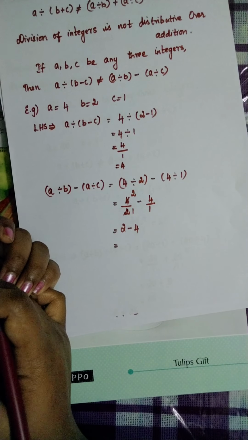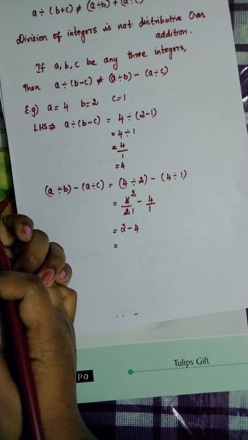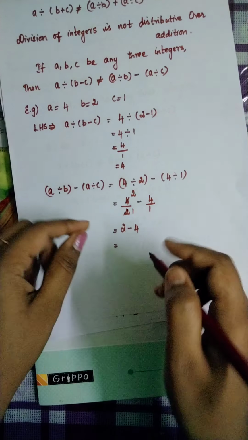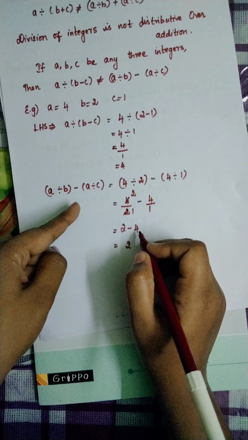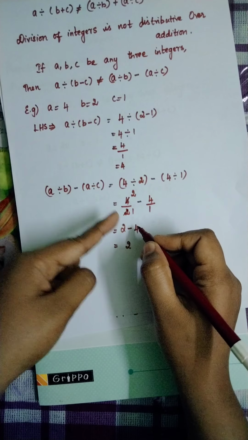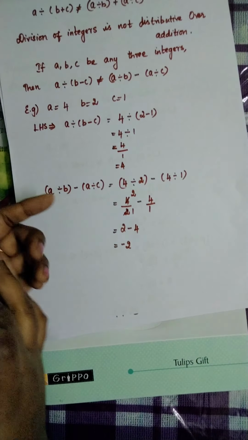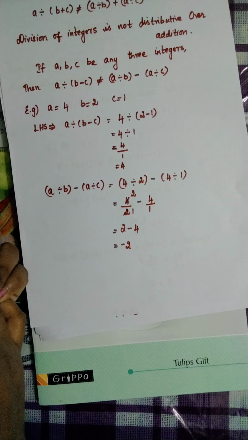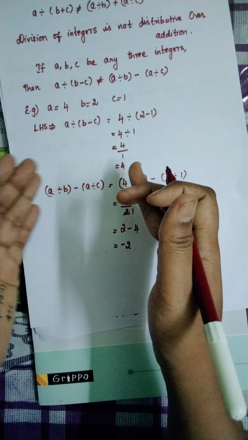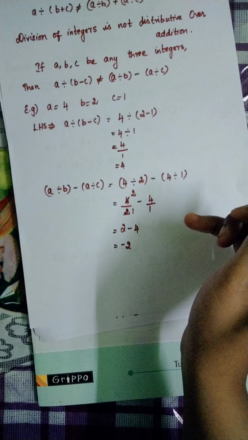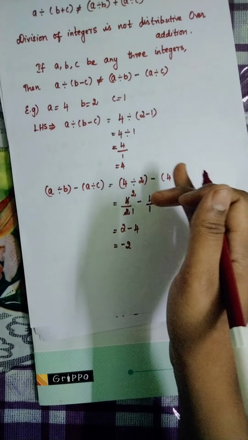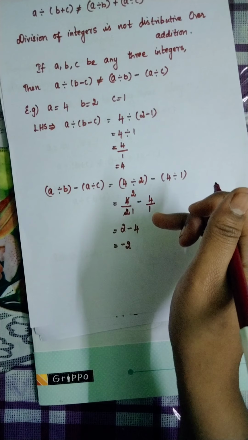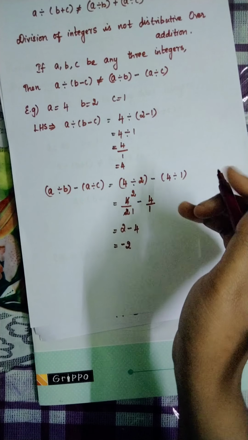What is the answer? 2 minus 4. Here both the signs are different, so we need to subtract both the numbers. 4 minus 2 is 2, and put the greater number's sign. Which number is greater here? 4 is the greater number, and the sign for 4 is minus. Our answer is minus 2. Now check both the answers, whether we are getting the same answer on the left side and right side. Here it is 4, here it is minus 2. We are not getting the same answer.